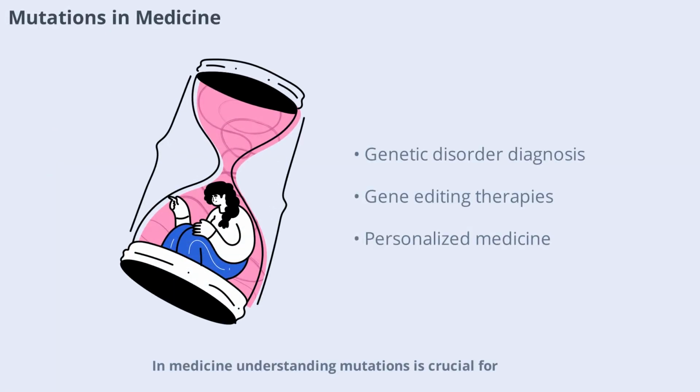In medicine, understanding mutations is crucial for diagnosing and treating genetic disorders. Some mutations cause inherited diseases like cystic fibrosis or sickle cell anemia. By identifying these mutations, doctors can provide early diagnosis, genetic counseling, and targeted therapies. Advances in gene editing, such as CRISPR, offer hope for correcting harmful mutations and treating previously incurable conditions.